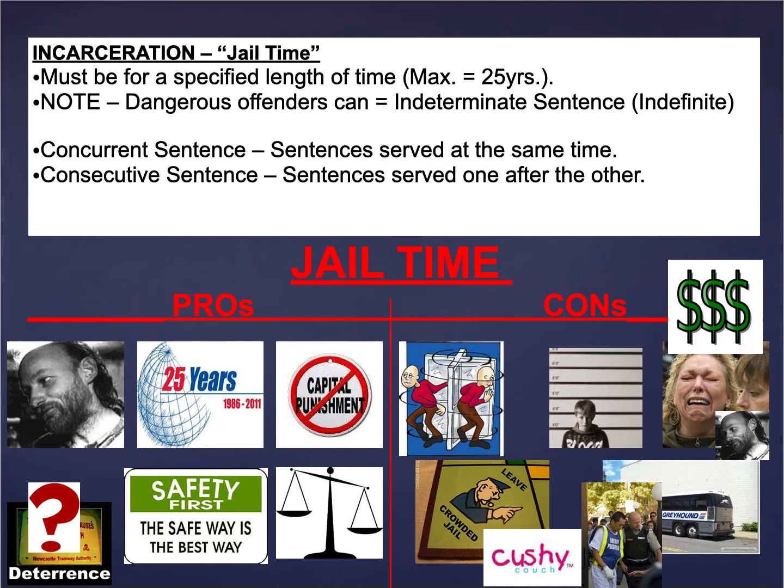Concurrent sentences are sentences that are served at the same time, or a consecutive sentence is when sentences are served one after the other. Essentially, concurrent can have multiple sentences for multiple convictions on top of each other, but it's all kind of sandwiched together. But consecutive means one sentence is done, and then the second one begins, and then the third, the fourth, the fifth, and however many there are.